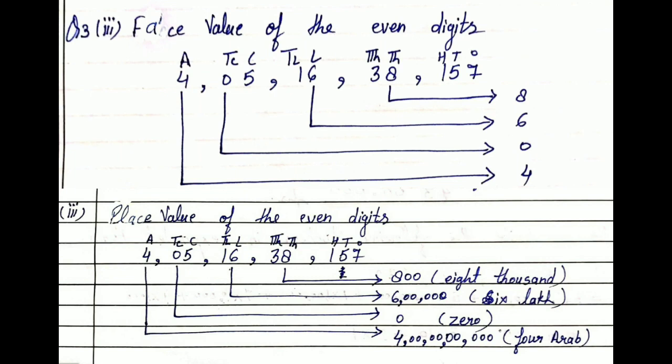Now 6 is situated in the lakhs place. After 6, 5 digits are given, so 5 zeros will come. 0 is situated in the 10 crore place, but I already explained in my previous video that 0 is only a digit, its place value and face value are always 0, so we directly write 0 here. Now for Arab, the fourth digit is situated in the Arab place. After this 1, 2, 3, 4, 5, 6, 7, 8, 9 digits are given, so 9 zeros will come, and the answer will be 4 Arab.